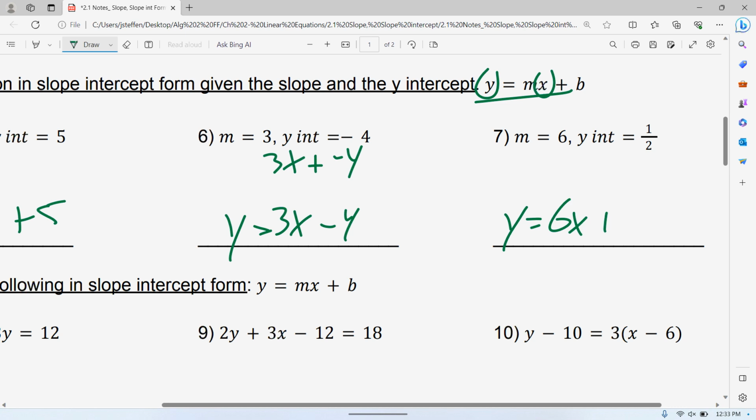Your slope is 6, your y-intercept is 1/2. If I had to graph that, that'd be a nightmare. But just writing it out isn't terrible at all. So just be careful for those. Any questions on those before I move on?